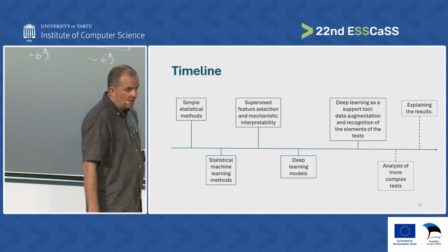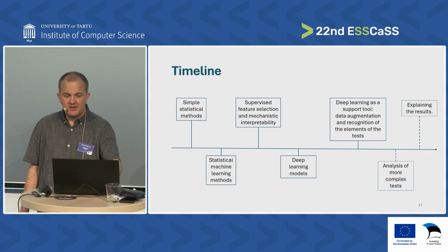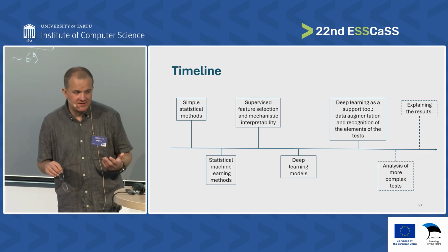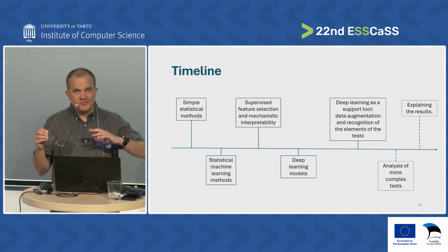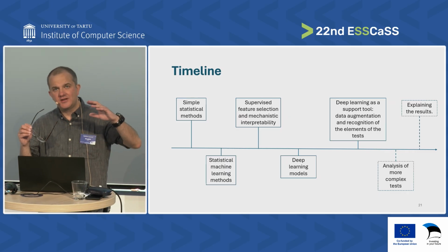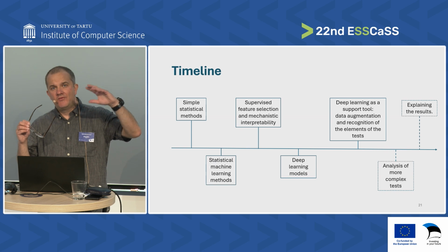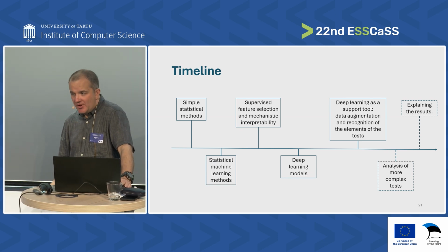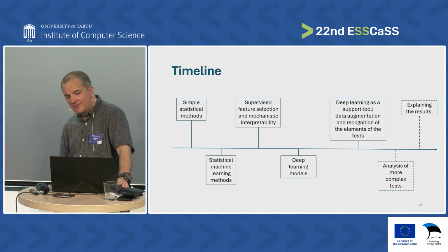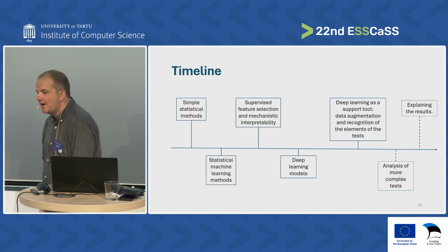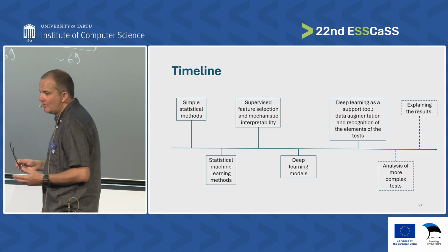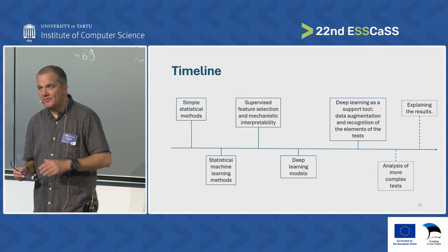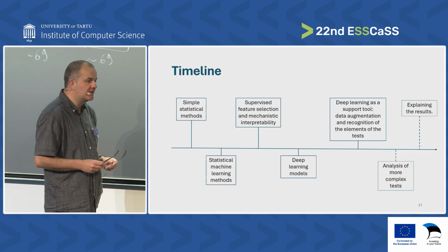And then we tried simple deep learning models. We were happy with the result, but in terms of quality there is nothing here which distinguishes them from classical statistical learning. But deep learning as a tool works very well for us. So what's next? We have analysis of more complex tests, and we need to explain the results before we can obviously jump into other areas.